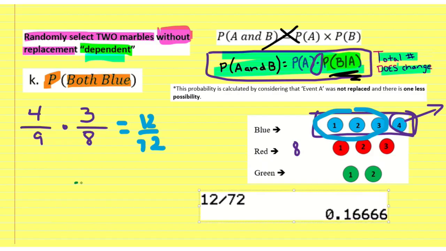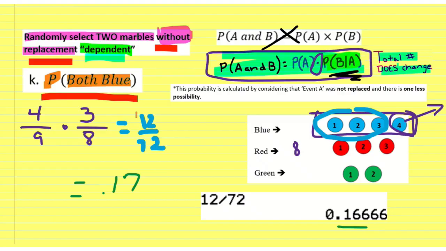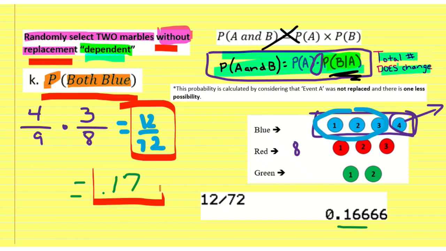So that means it is going to be equal to 0.166, which if we round it to 2 decimal places would be 0.17. So the probability of getting both blue marbles when we do not put the marble back in the bag is a probability of 12 out of 72, and it's about a 17% probability that we will get a blue both times without replacing. That is a dependent situation when we do not put the marble back into the bag, and the second probability is affected by the first event.